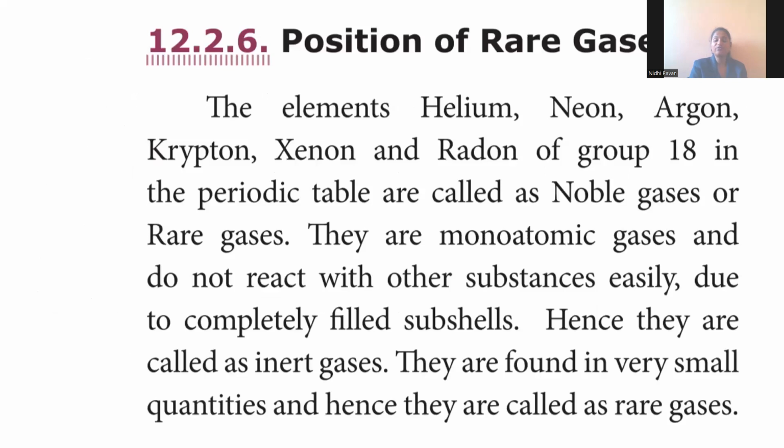Now, position of rare gases. So what are rare gases? We can call them inert gases, guys, which are not reactive, which are very stable and will not react with other elements very soon. The rare gases here are helium, neon, xenon, krypton, radon. So these are the group of argon. So this is the group of rare gases or inert gases, or also we can say noble gases.